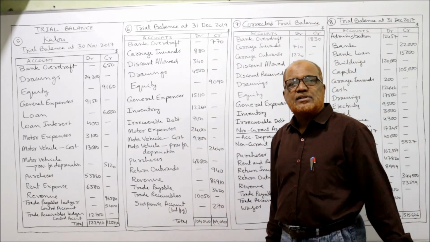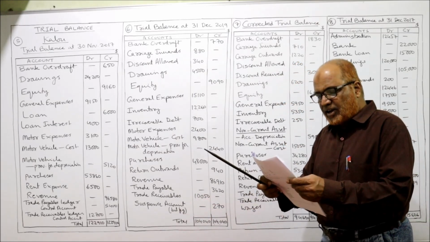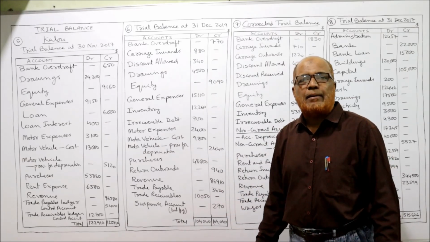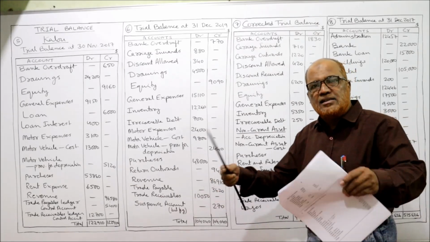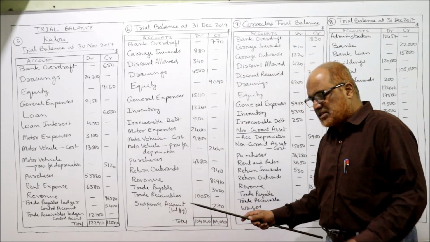Then revenue, sales, credit balance. So revenue, credit side. Then trade payable and trade receivable. Trade payable is a liability, credit side. So trade payable, credit column. And trade receivable is an asset, debit balance. So trade receivable, debit side.